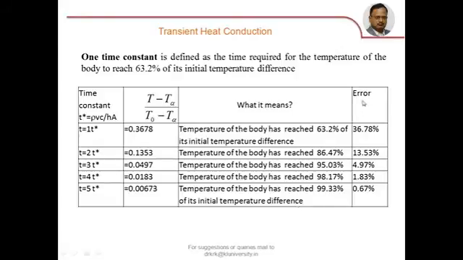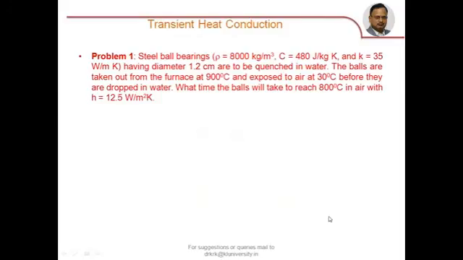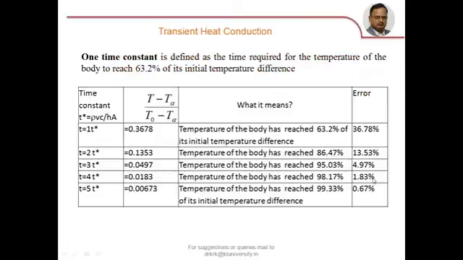That means still there exists an error in the estimation of temperature, or in the temperature arrival. 36.78% to that of the environment. Still the body has not reached the temperature of the environment. There is a difference of 36.78% that exists. In 2 times T star, 13.53% exists. In 3 times T star, 4.97% exists. In 5 times T star, 0.67% exists. So this is the error.